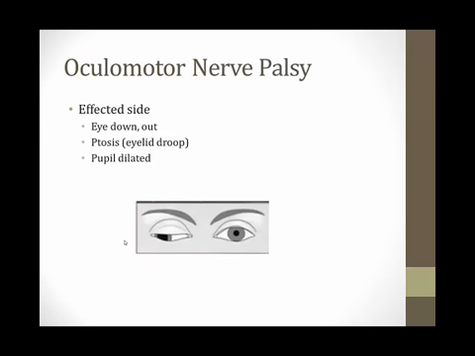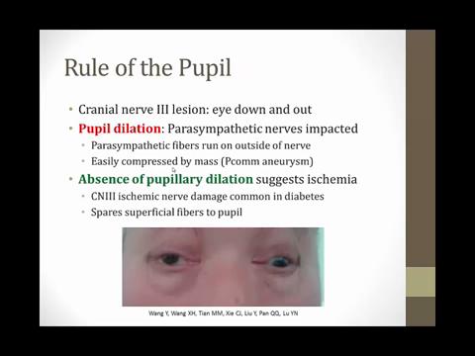So if you understand that, it's very easy to understand what an oculomotor nerve palsy looks like. On the affected side of the body, the eye will be down and out as shown in this picture. There will be ptosis, which is eyelid droop, and the pupil may be dilated. When a patient presents with a third nerve palsy, it's very important to determine whether or not the pupil is dilated. This is called the rule of the pupil.